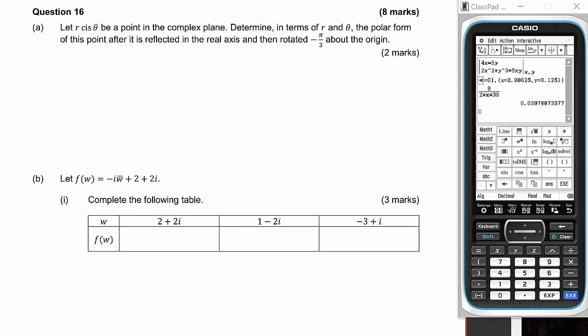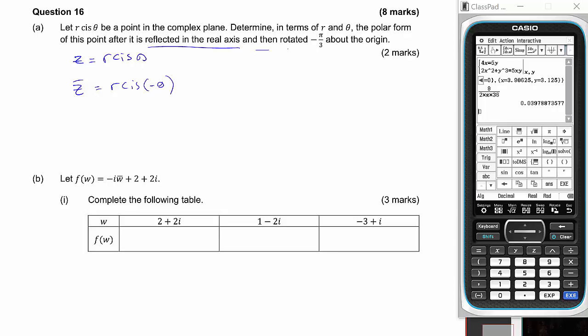I thought this was a really unusual question when I first saw it, but you do get these ones where you sometimes have to think outside the box a little bit. The first bit's not too bad. So let's just say Z is equal to R cis theta. So we're going to reflect it in the real axis, which means we want the conjugate. So that's going to be R cis negative theta.